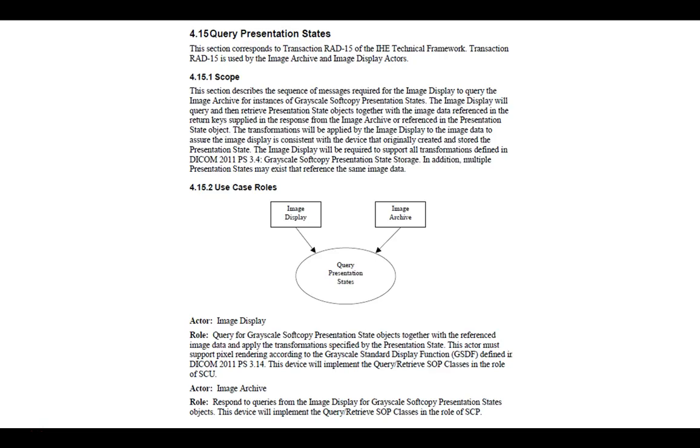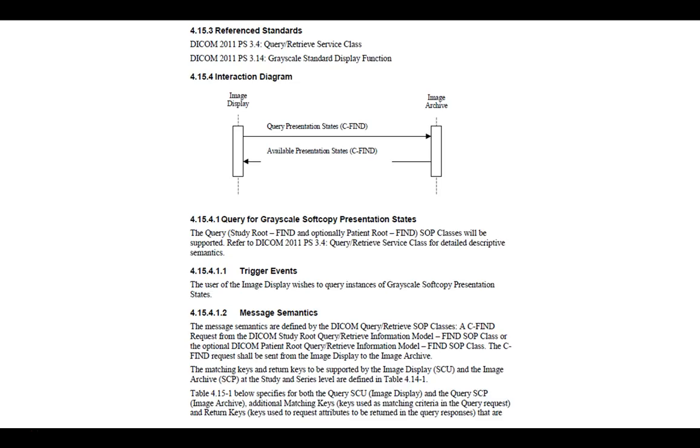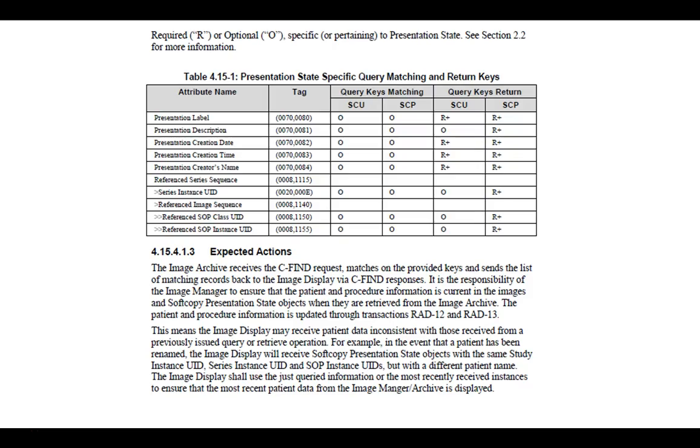This is the technical framework pages for transaction RAD 15. Here you see the scope and the use case sections in their full spelled out way. It continues on to cover the reference standards, interaction diagram, trigger events, and message semantics. Lastly, it lays out the expected actions.